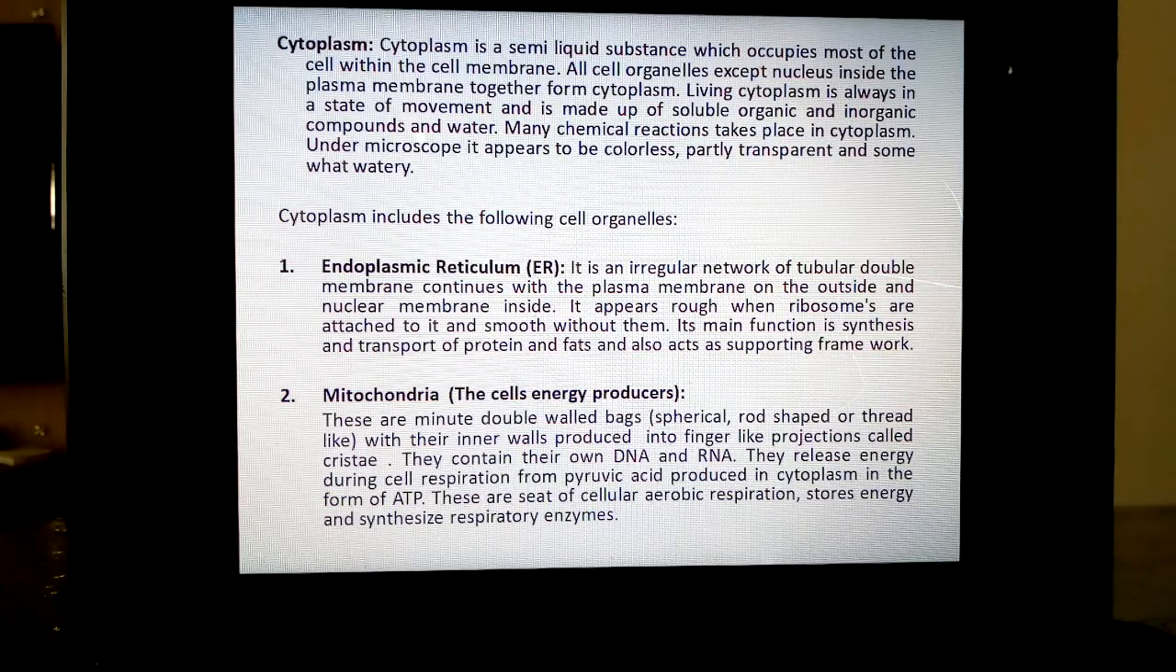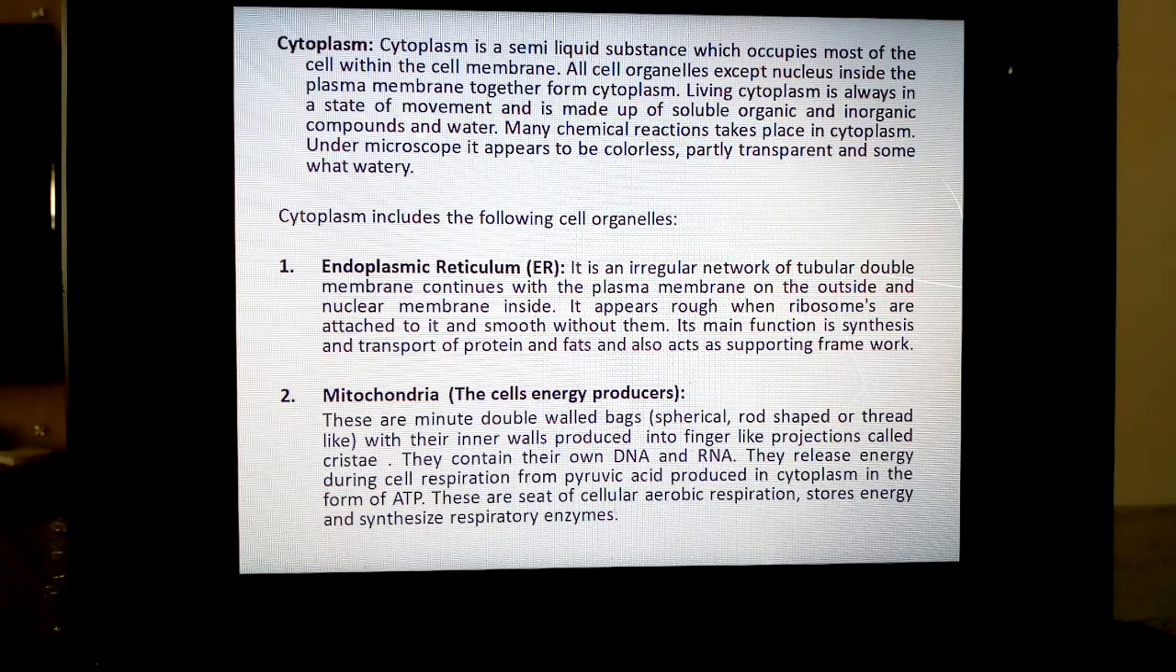All cell organelles except nucleus inside the plasma membrane together form cytoplasm. If you take nucleus and cytoplasm together, we call it as protoplasm. That we will come to know at the end of this lesson.